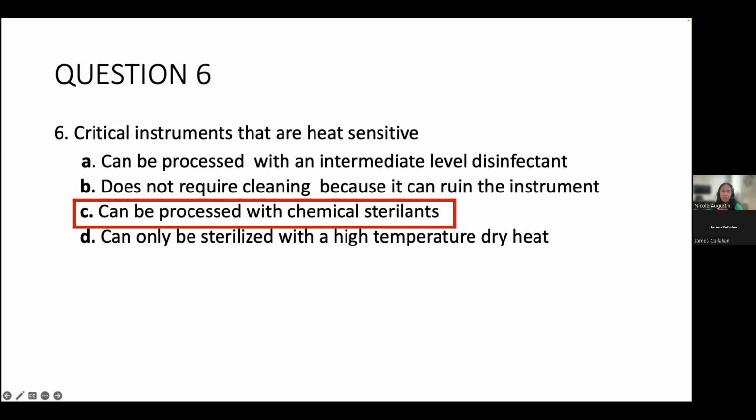And the correct answer is C, can be processed with chemical sterilants. Heat tolerant items are the only ones that can be steamed or processed with dry heat, not heat sensitive.